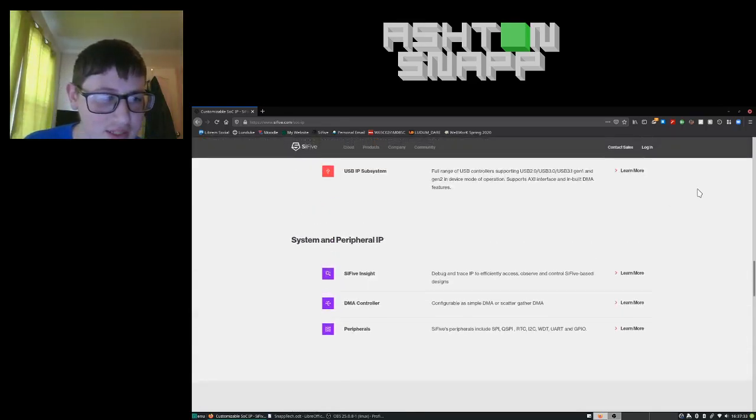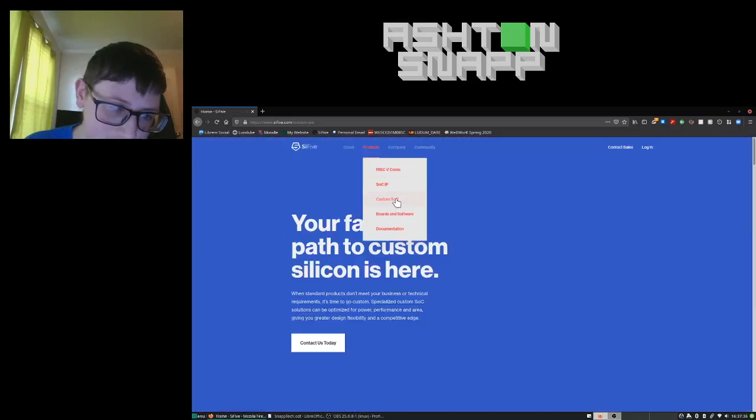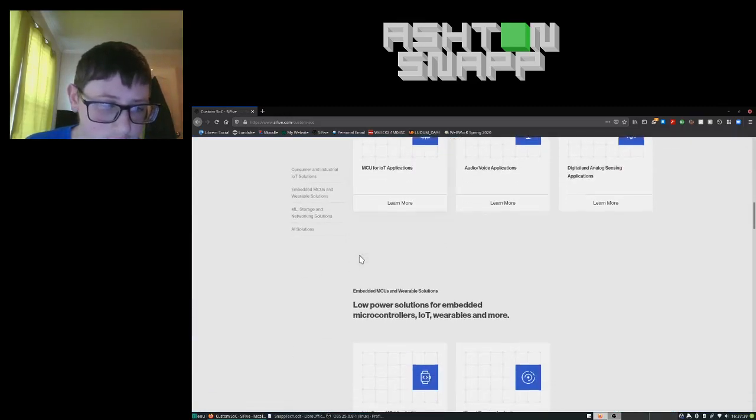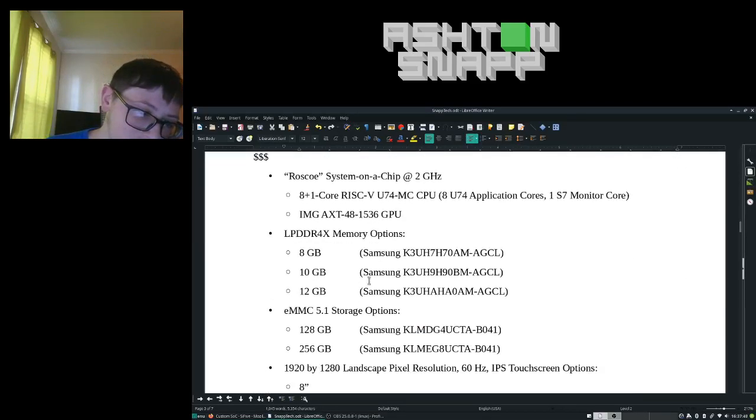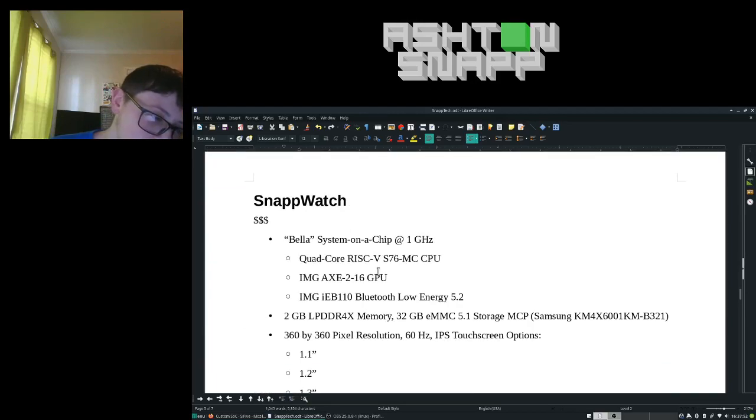Anyways, they have a bunch of stuff on here, and then you go down to a custom SoC, and down here, embedded MCUs and wearable solutions. So you'd use a microcontroller for a wearable, which is why we go down to the Snap Watch. By the way, all the names are not permanent, because I'm bad at naming, and even though it's only egotistical if you act egotistical, I still think it's egotistical to put my name on products like that, or on a company.